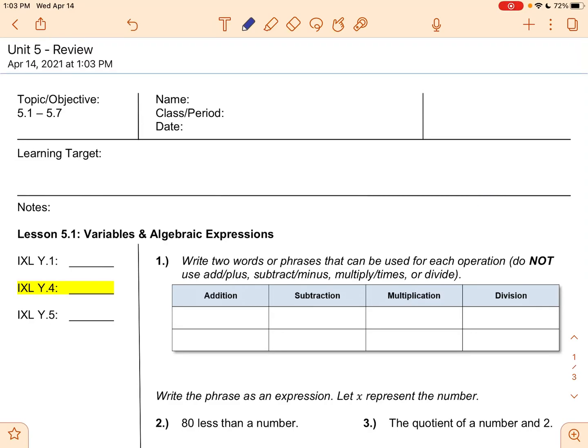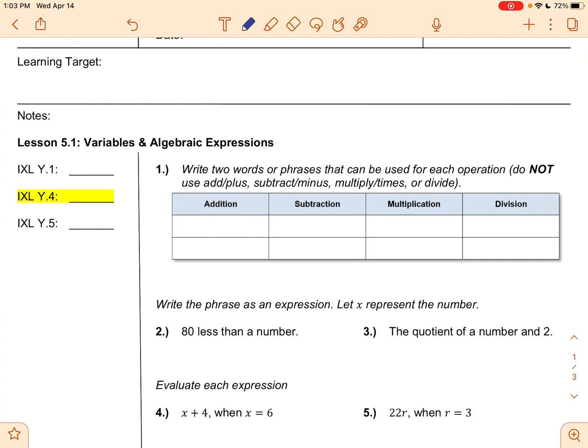Make sure you have tried to do it on your own and then come back and check your answers, or come back if you are struggling on a certain problem, and this will hopefully help you out. So let's get started. Number 1, write 2 words or phrases that can be used for each operation. Do not use add plus, subtract minus, multiply times, or divide.